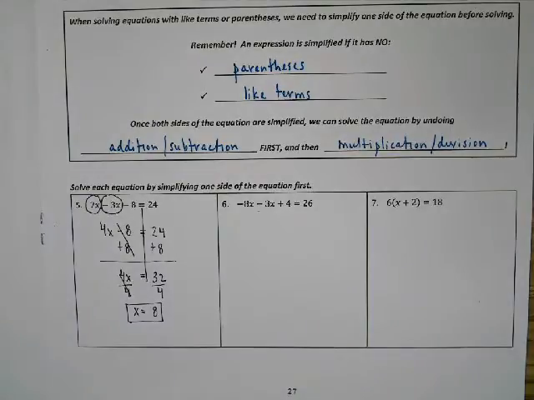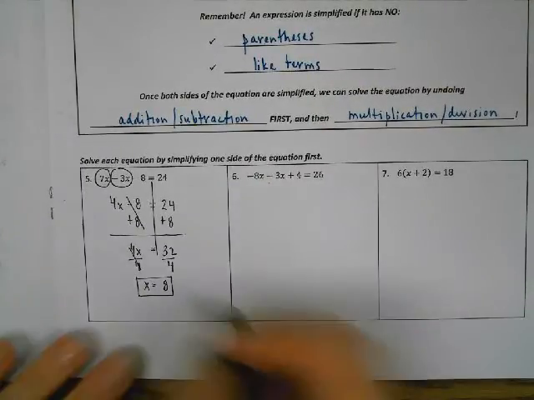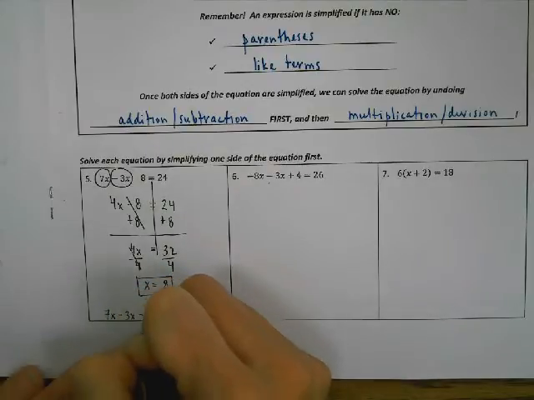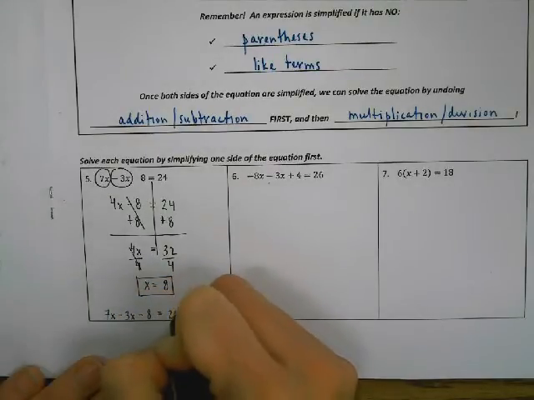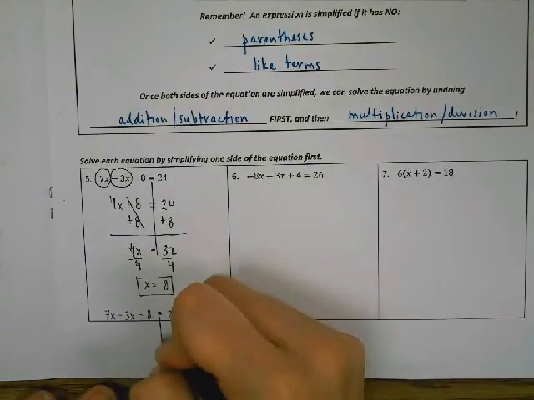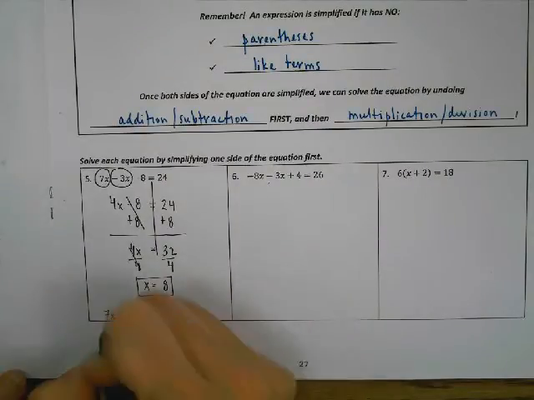Now, it seems like it worked out fine, but I do want to do a quick check of my answer. It's always a good idea, guys, to check those answers. So my original equation was 7x minus 3x minus 8, and it should be equal to 24. So I'm going to draw my line, and everywhere I see an x, I'm going to substitute with 8 because that's what I think the solution is.